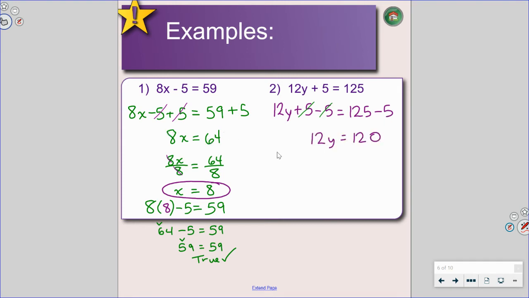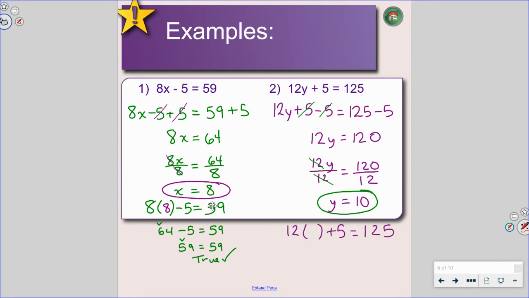Again, different numbers, different variables, but what do? Here, we had to split it into 8 groups. Here, we split it again, divide again, only now we divide it into 12 groups. Y is equal to 10. Let's check this solution, just like we checked here. Let's substitute in 10. 12 tens is 120, and yes, 120 plus 5 is 125.